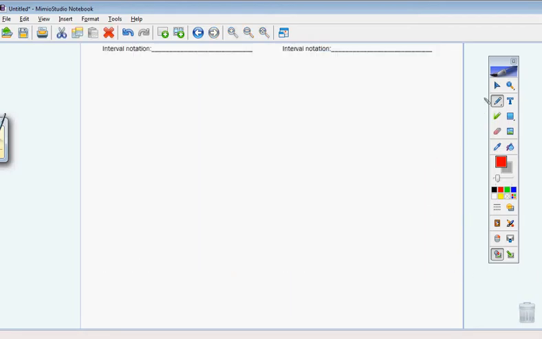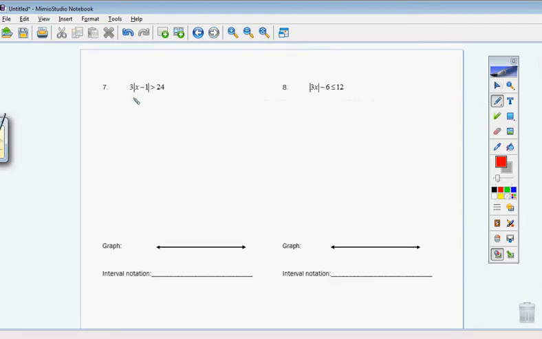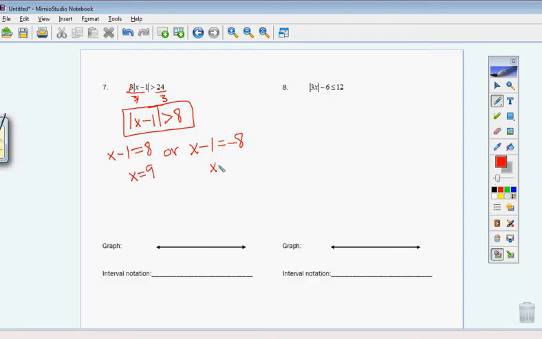So now the next one, we got 2 more here. We got to divide by 3 right away. So I just divide by 3, and then I have the absolute value of x minus 1 is greater than 8. Box that. Here we go, a little faster. x minus 1 is equal to 8, or x minus 1 is equal to negative 8. Add 1 to both sides, I'm going to get myself a 9. Add 1 to both sides, I'm going to get myself a negative 7.